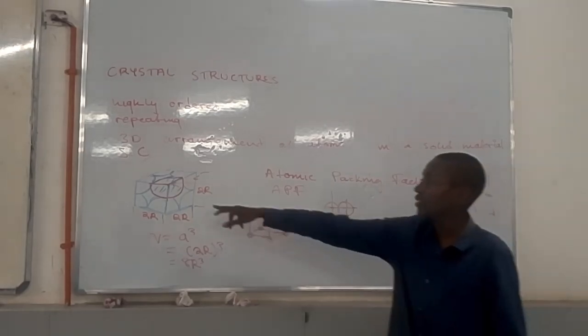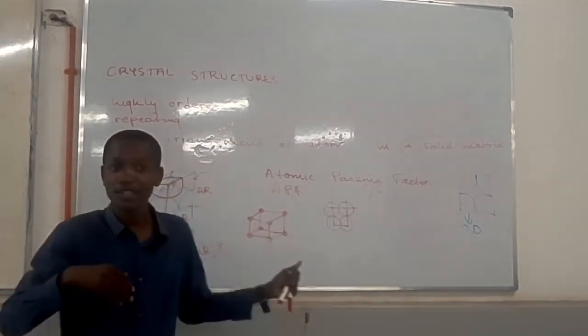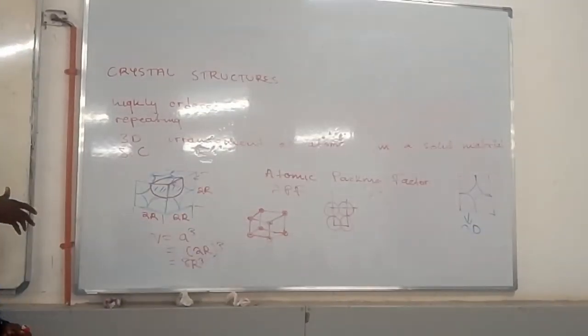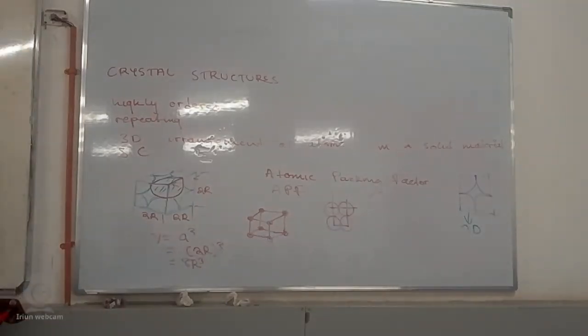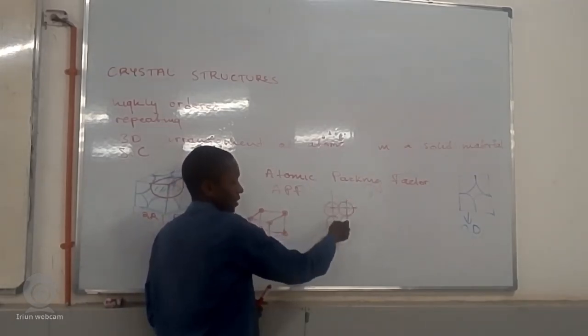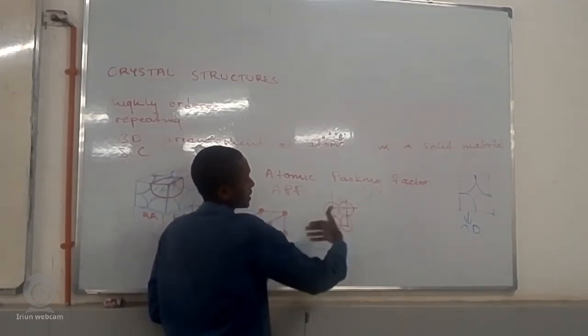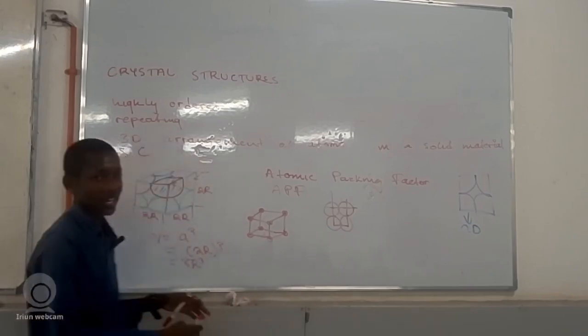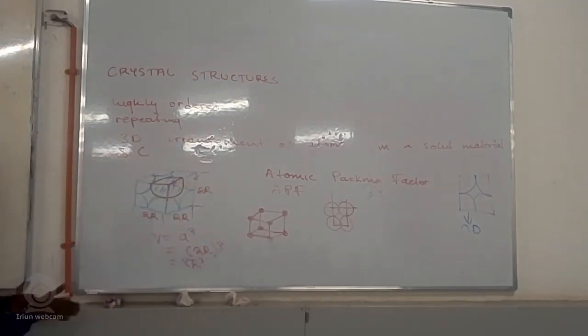Just know that the atoms that are at the corner are being cut how many times? Is it 4 times or 8 times? 8 times. If we represent it in 2D, we see that they have been cut 4 times. But if we present it in 3D, they have been cut how many times? 8 times.